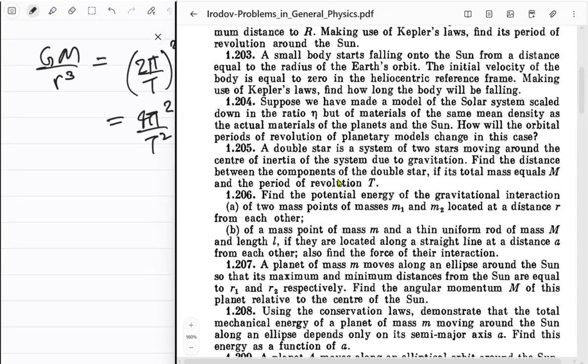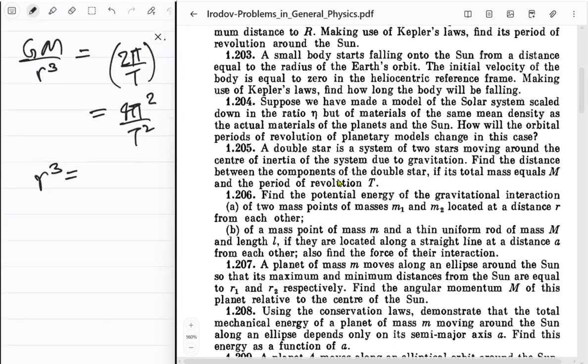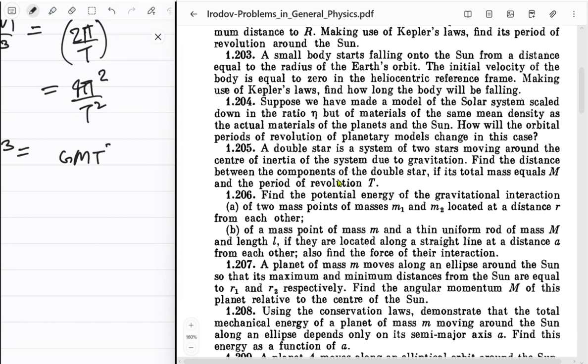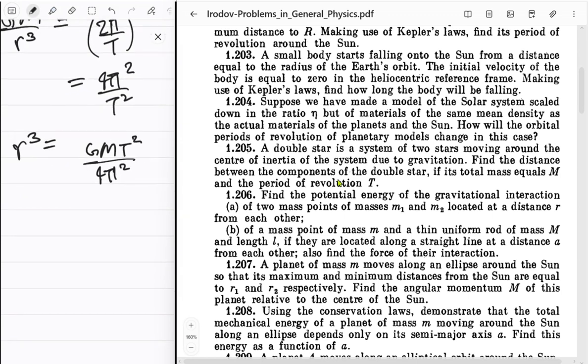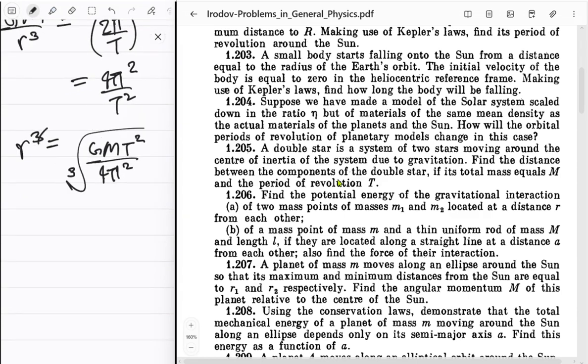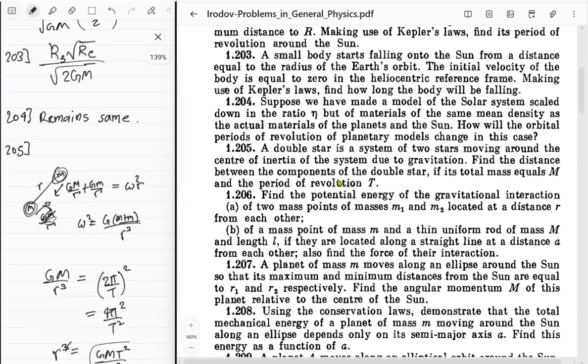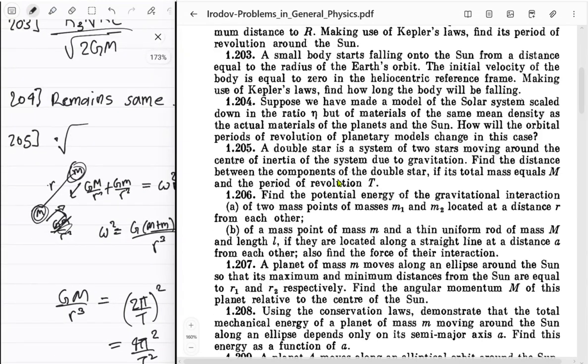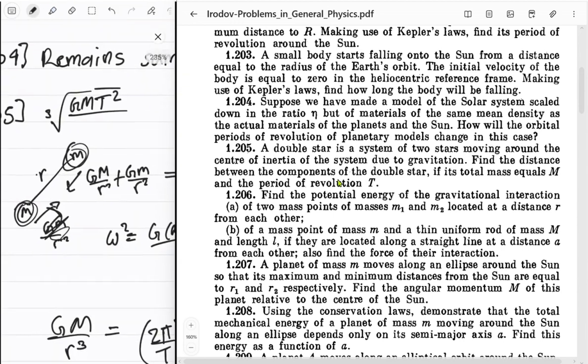So r power 3 is equal to G M T square upon 4 pi square. So just take the cube root of that. There we go, that's our answer. So this is the cube root of G M T square upon 4 pi square. That should do it. Next question.